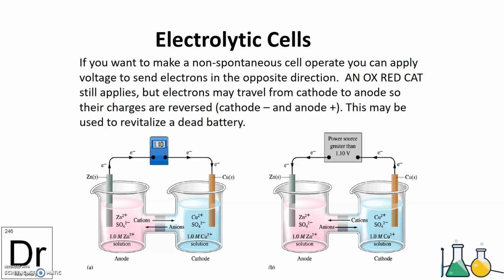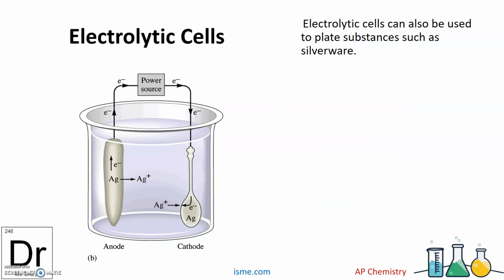So first, we need to know what an electrolytic cell is. If you want to make a non-spontaneous cell operate, you can apply voltage to send electrons in the opposite direction. Red cat still applies, but the electrons may travel from the cathode to the anode, so the charges are reversed, cathode negative and anode positive, and this could be used to revitalize a dead battery. So if on the left side you have a regular battery at 1.1 volts, you can plug it into a power source greater than 1.1 volts to recharge the battery, like your actual outlet.